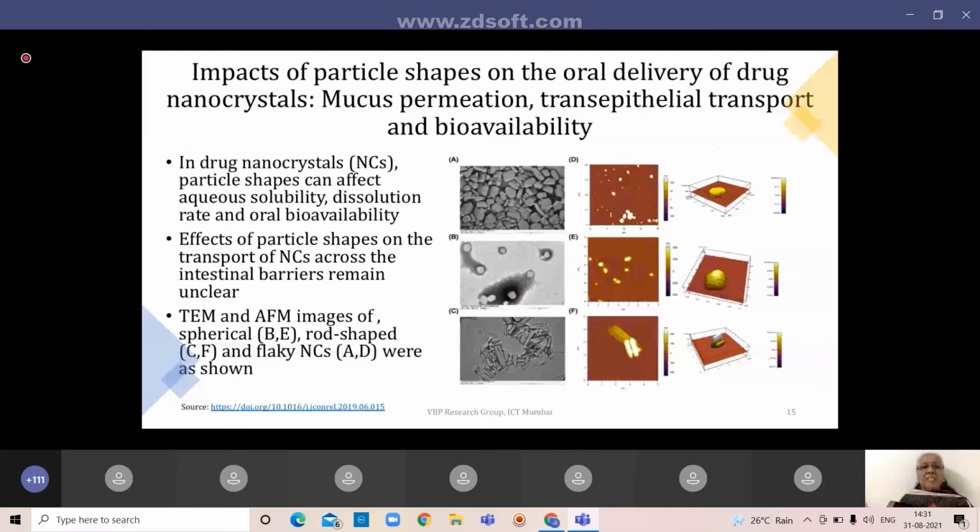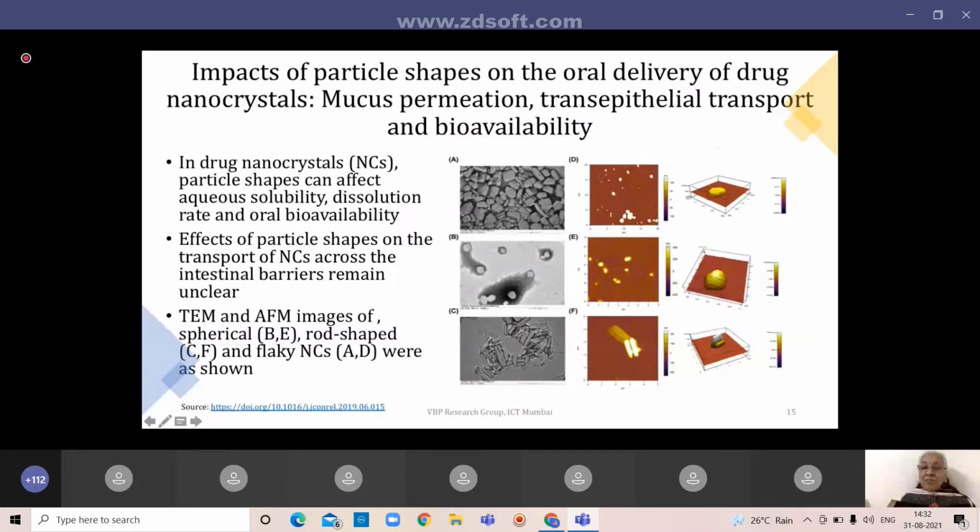So if that is being done, let's see in certain applications how it is being done. Look at this particular case study, where I have again given the source of references, so those of you who are interested can later go through these DOIs. Nanocrystals here were prepared with different shapes. You can see very clearly that C and F are rod shaped, B and E are spherical, and A and D are flaky, plate-like structures. On one side you have SEM pictures, and on the other side atomic force microscopy pictures, which clearly indicate whether the particles are rod shaped, spherical, or plate-like.